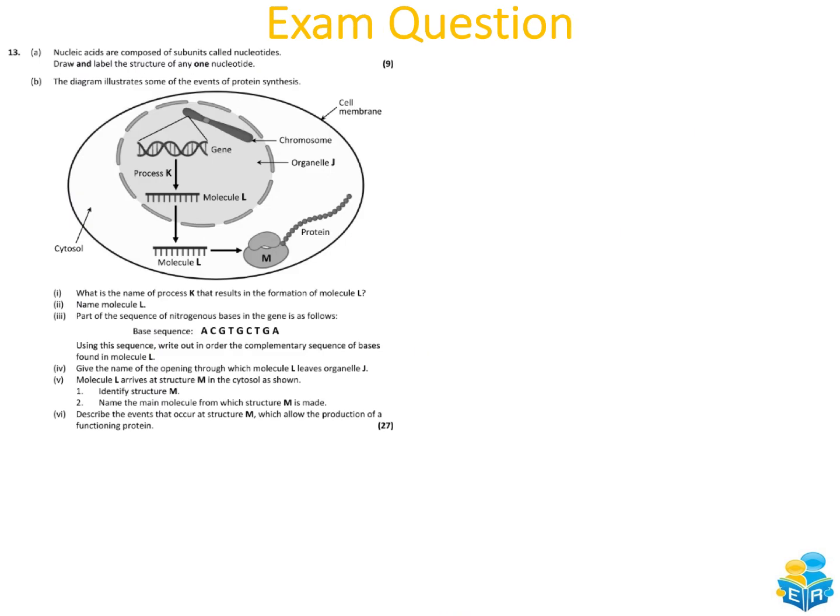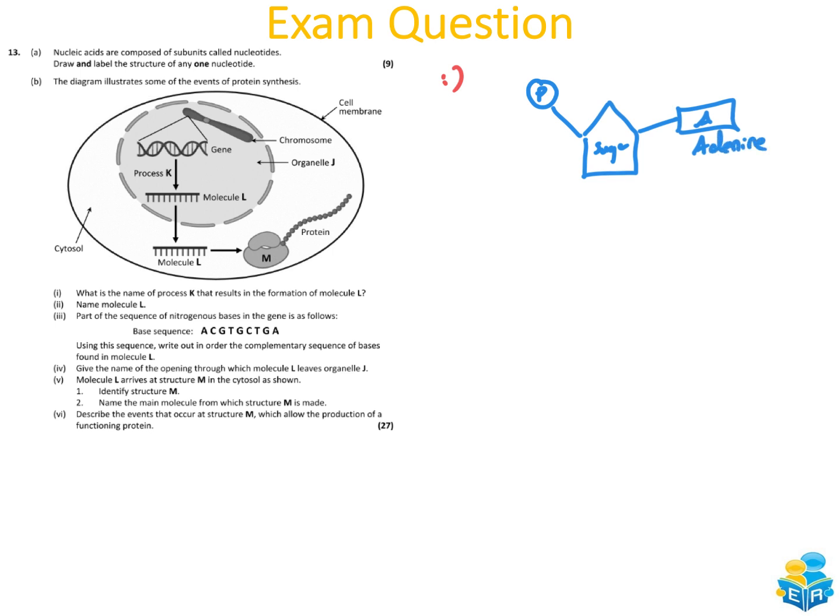So here is a question based off all of that we've seen so far. Nucleic acids are composed of subunits called nucleotides. Draw and label the structure of any one nucleotide. Now the reason it's saying any one nucleotide is because there's actually 4 different options you have there. You're always going to have your pentose sugar, you're always going to have your phosphate, and then this is going to be your base. So for example, I'm going to call that A for adenine. You could have done guanine, cytosine, or thymine.